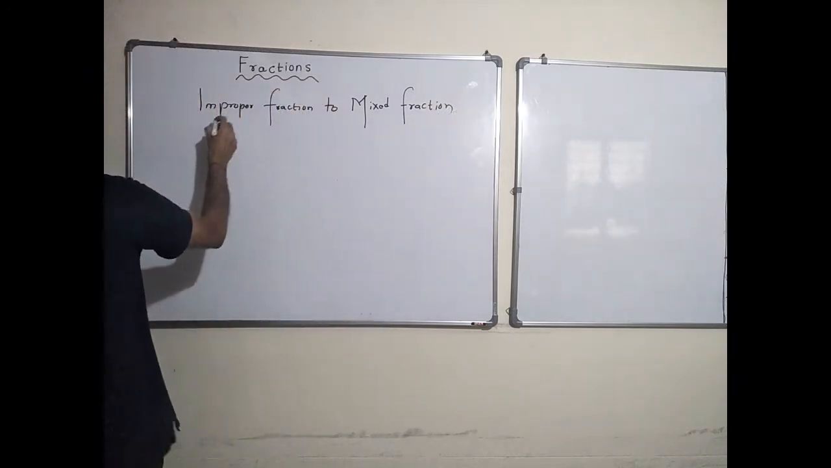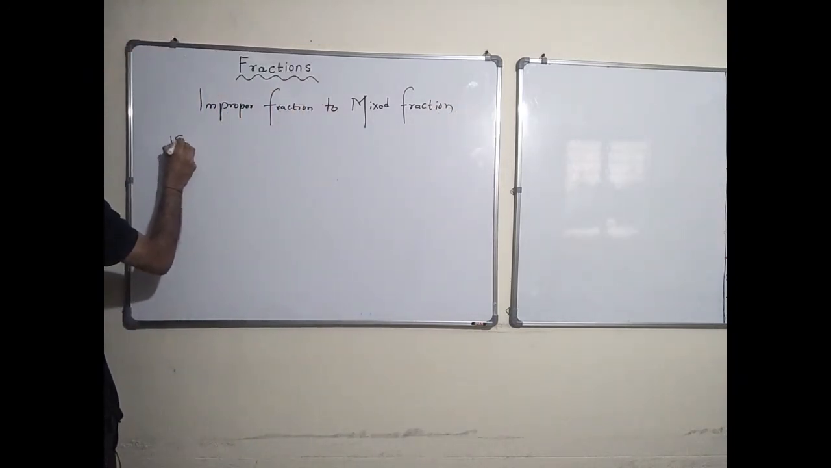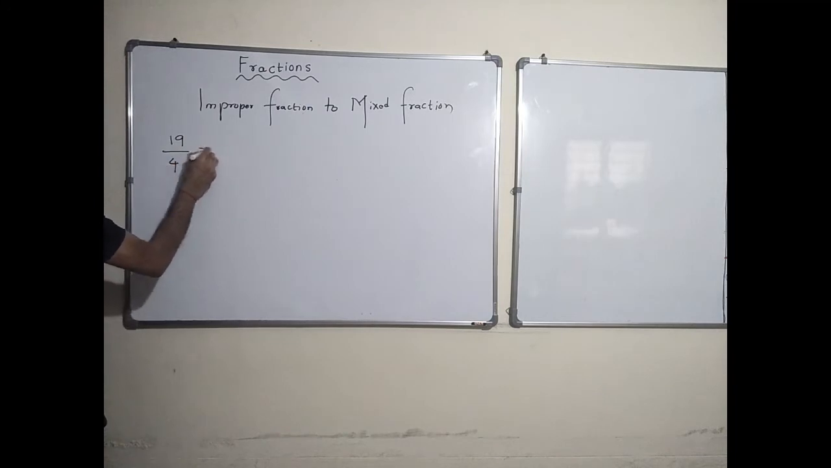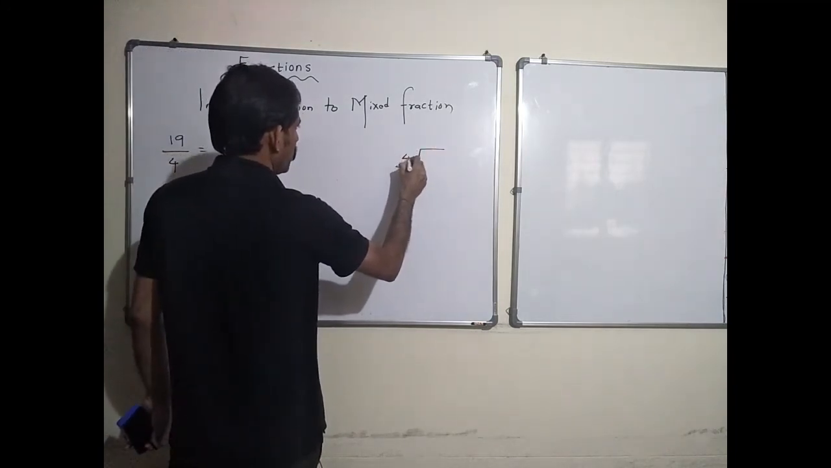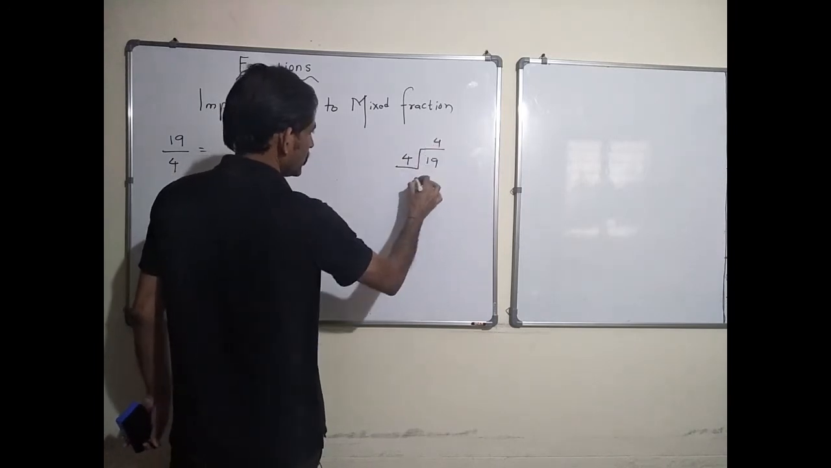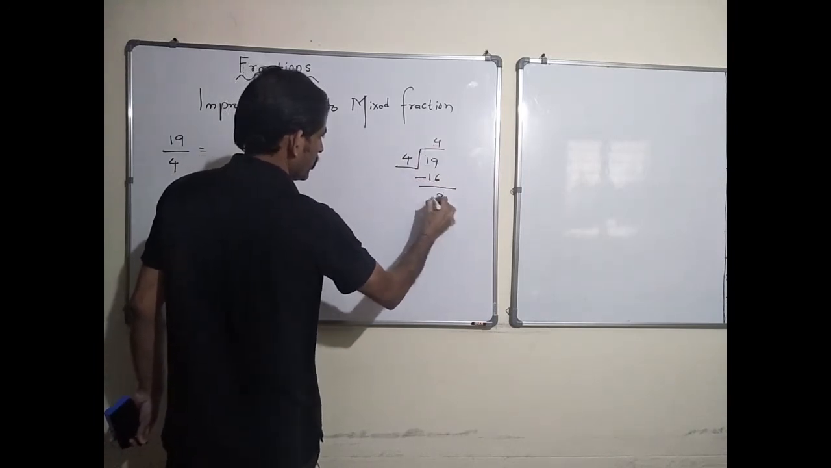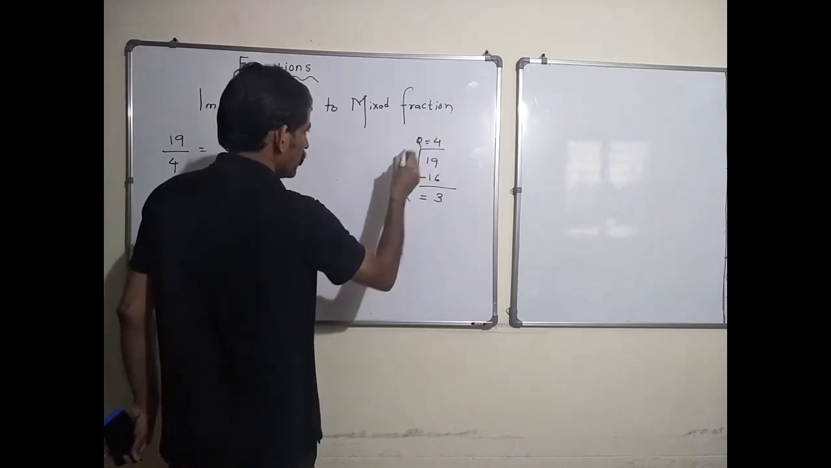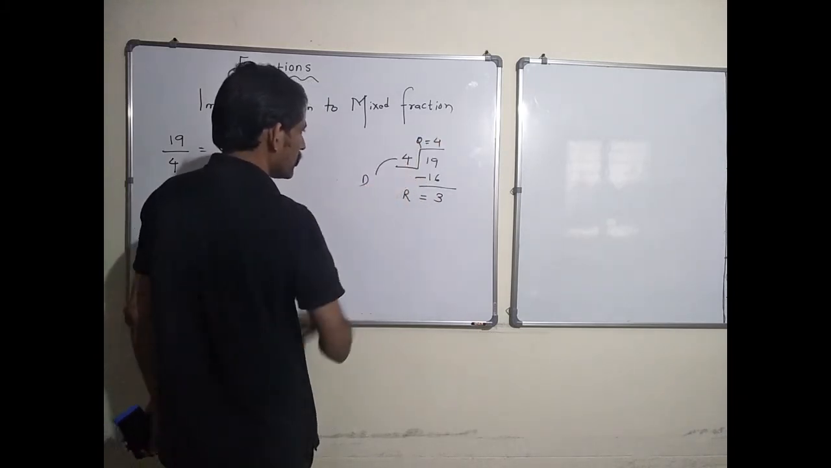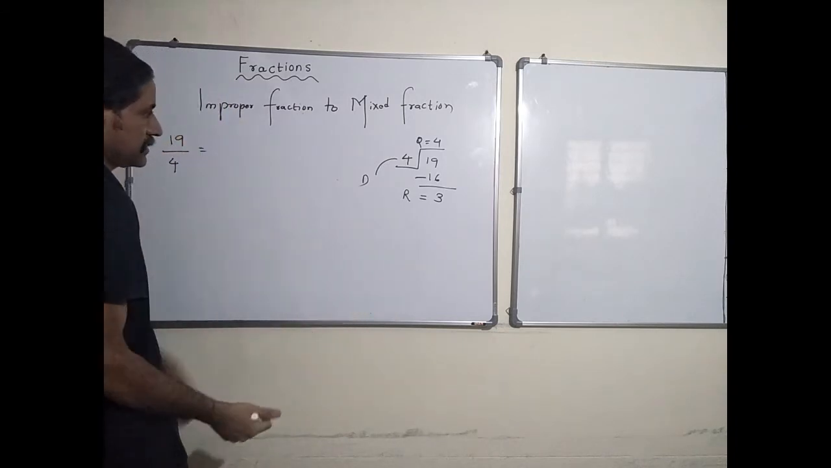Alright, so 19 by 4, how do you do it? Let's divide this. 4 4s are 16, remainder 3. So the remainder is equal to 3, the quotient is equal to 4, and this is the divisor or the denominator in this case.